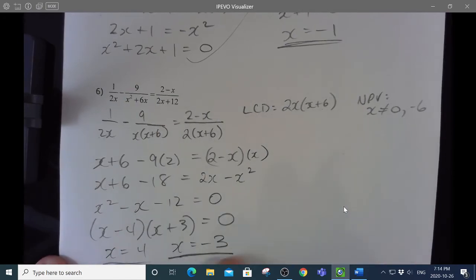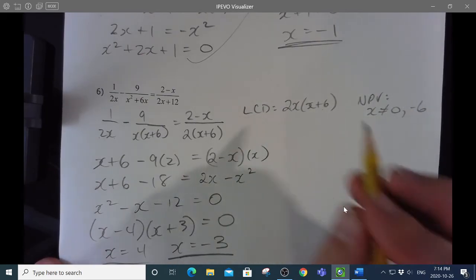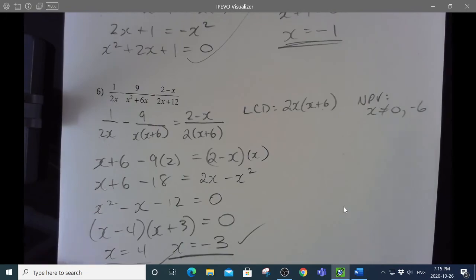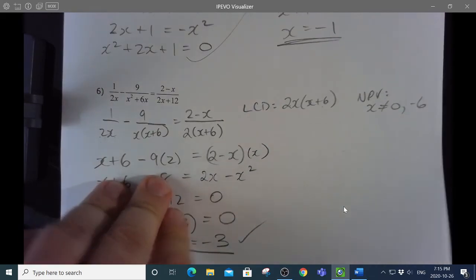And I'm pretty sure if you plug both numbers in, they will both work. I'll leave that up to you to try. Neither of them are non-permissible values, so if you do a verify, they should both work. Cool. That is, barring that one little fraction mistake I made, a pretty good look at how to do the stuff in 6.4.